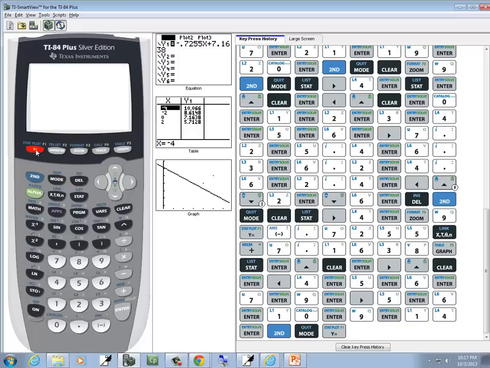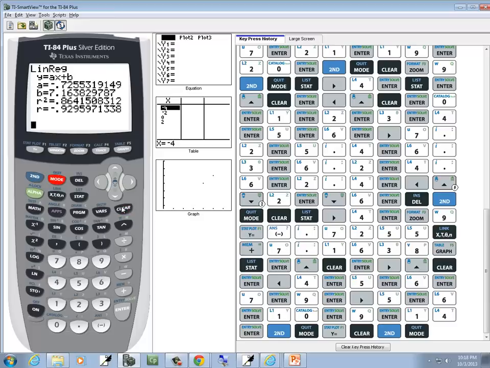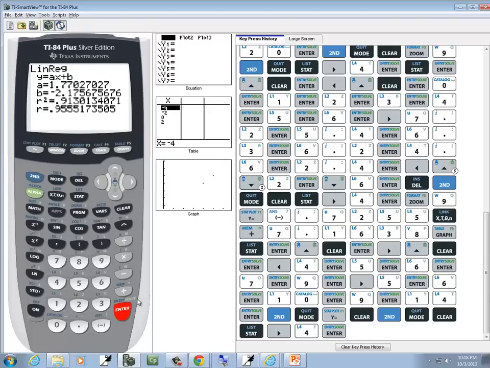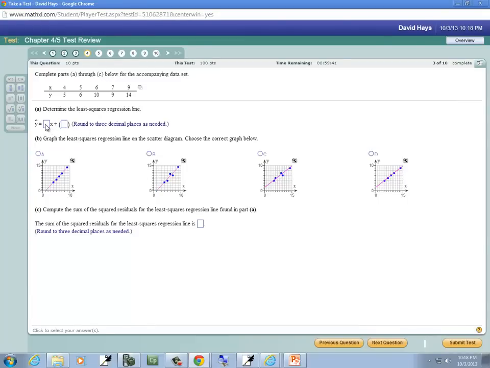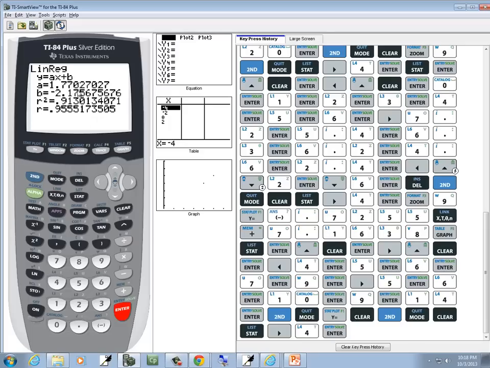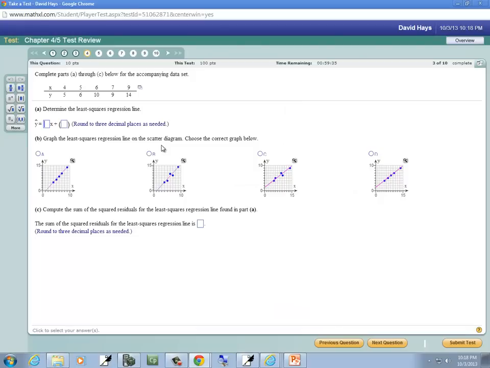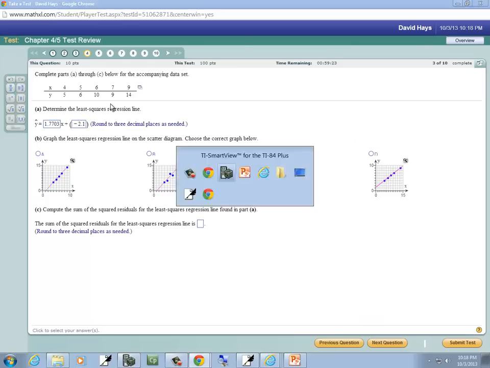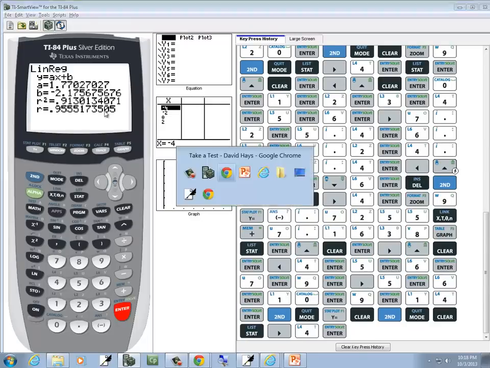Now I'm going to go back to the y equals, and I'll press Clear to clear out that y1. I'll do second mode, exit out, press Clear, and I want to go get my regression line. So I'll press Stat, right arrow to Calc, and I choose number 4. And then press Enter. Okay, so A is what's before our X, so 4 decimal places, 1.7703. And then this number here is our B, which is negative 2.1757.